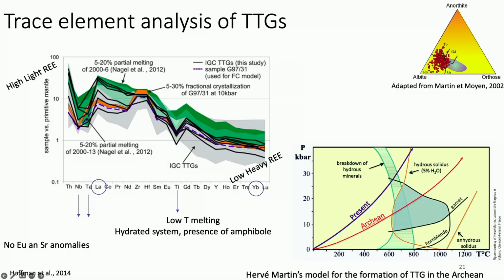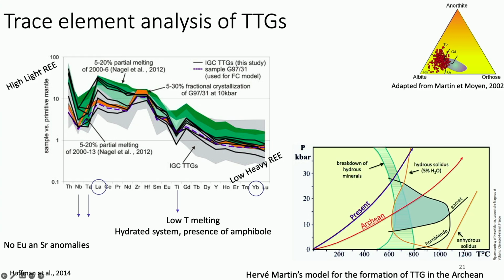So you have here, I think I made a mistake, the light rare earth elements here, and the heavy ones there, so we're going to have to correct that. That's a typical trend in rare earth elements for the TTGs, with a very steep slope: high light rare earth elements and low heavy rare earth elements. They don't necessarily show an anomaly in europium. The europium is here, so there's no anomaly. The anomaly here is in titanium.